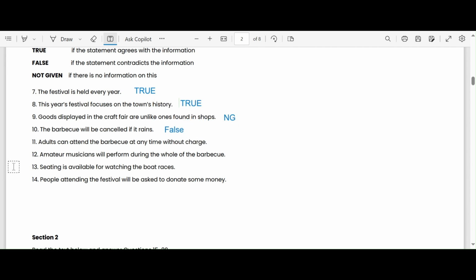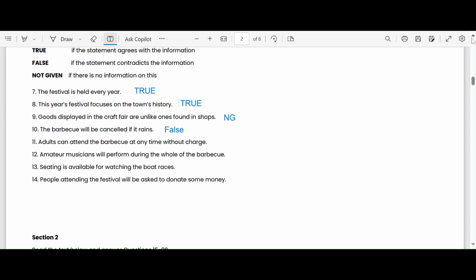So let's move to the next question, 11. Adults can attend the barbecue at any time without charge. So we can make this question negative in two ways, right? Like adults can attend the barbecue at any time with charge. Like if they have to pay the charge, they can attend at any time. Or adults can attend the barbecue only until a specific time, like before 3 p.m. So then it will be false, right? If its time is given, right?